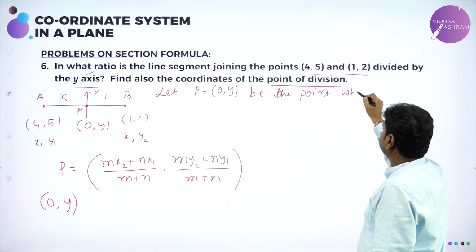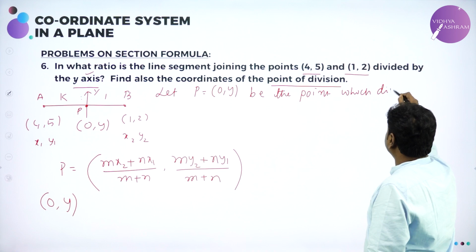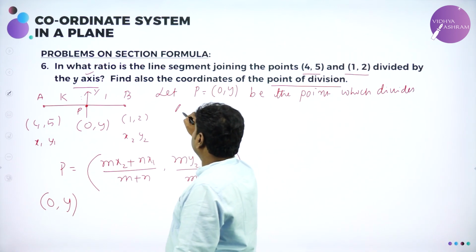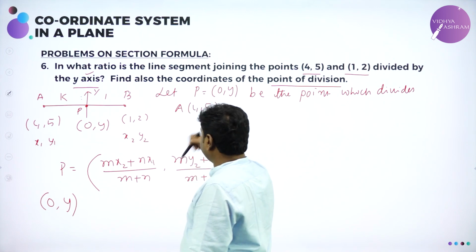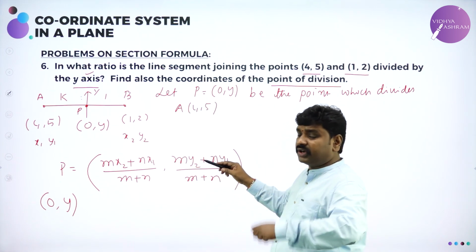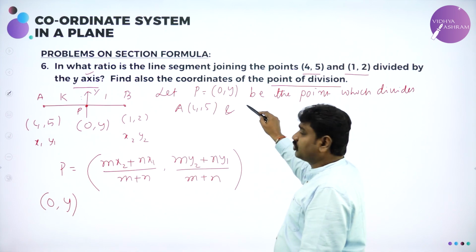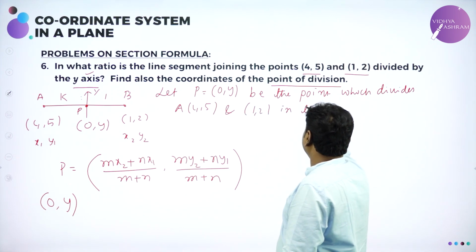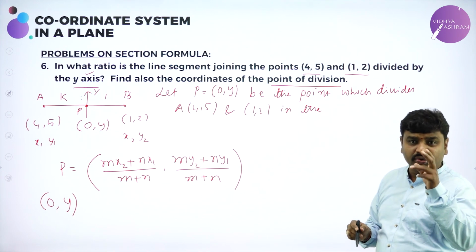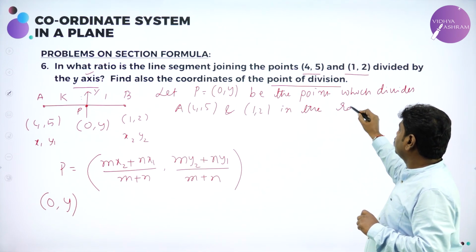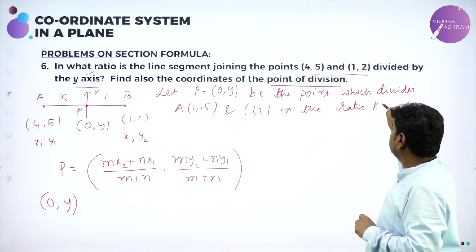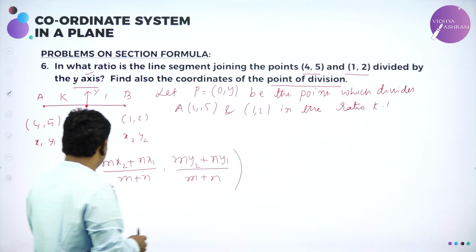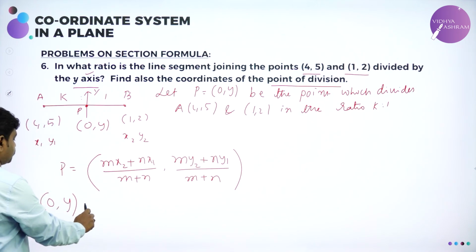which divides the given points. What are the given points? 4, 5, and I am naming it A. And the other point is 1 comma 2, in the ratio. When they don't give the ratio, what did I teach you? When they don't give the ratio, I told you to take the ratio k is to 1. This is the assumption. So now we took the formula and substitute.